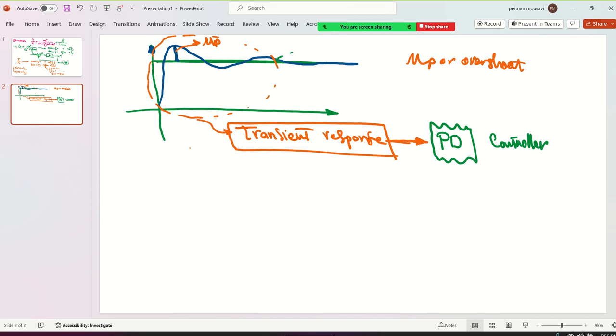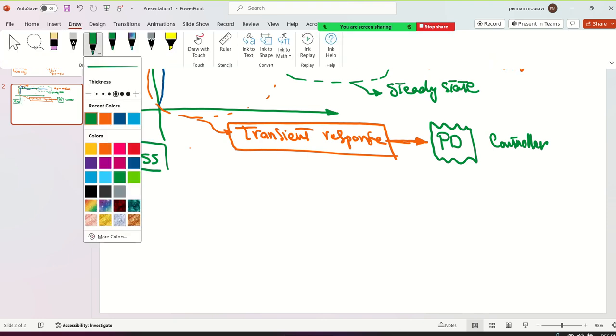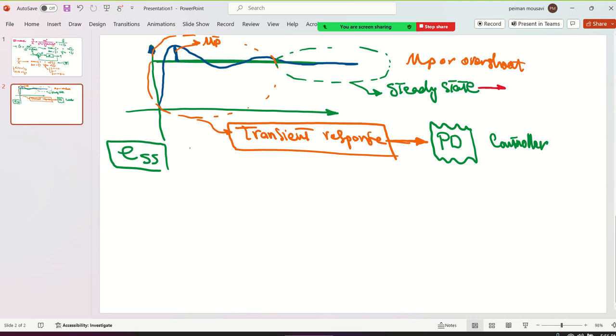But if you want to fix the steady state response, steady state means that this oscillation vanishes. Like ESS, remember, the steady state error signal. You want to make it 0. This is the function of an I controller. How? I'm going to teach you later after the midterm.